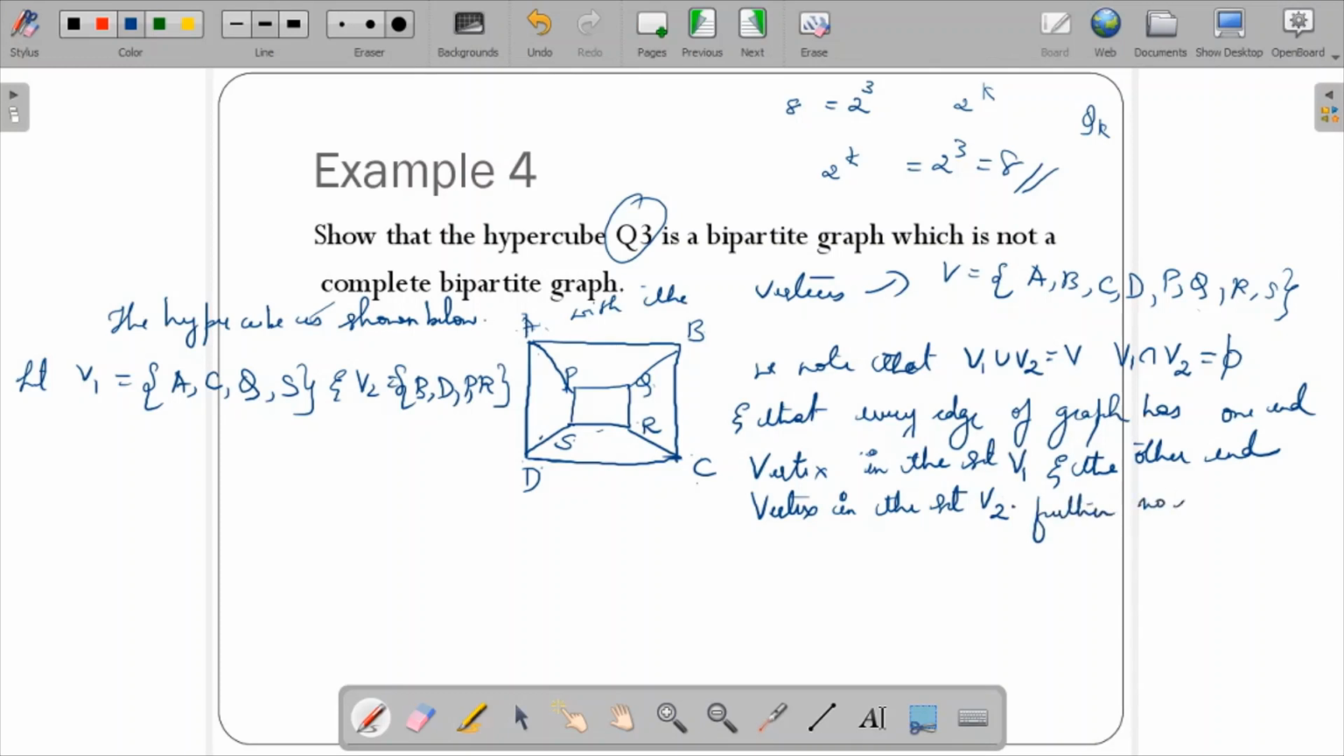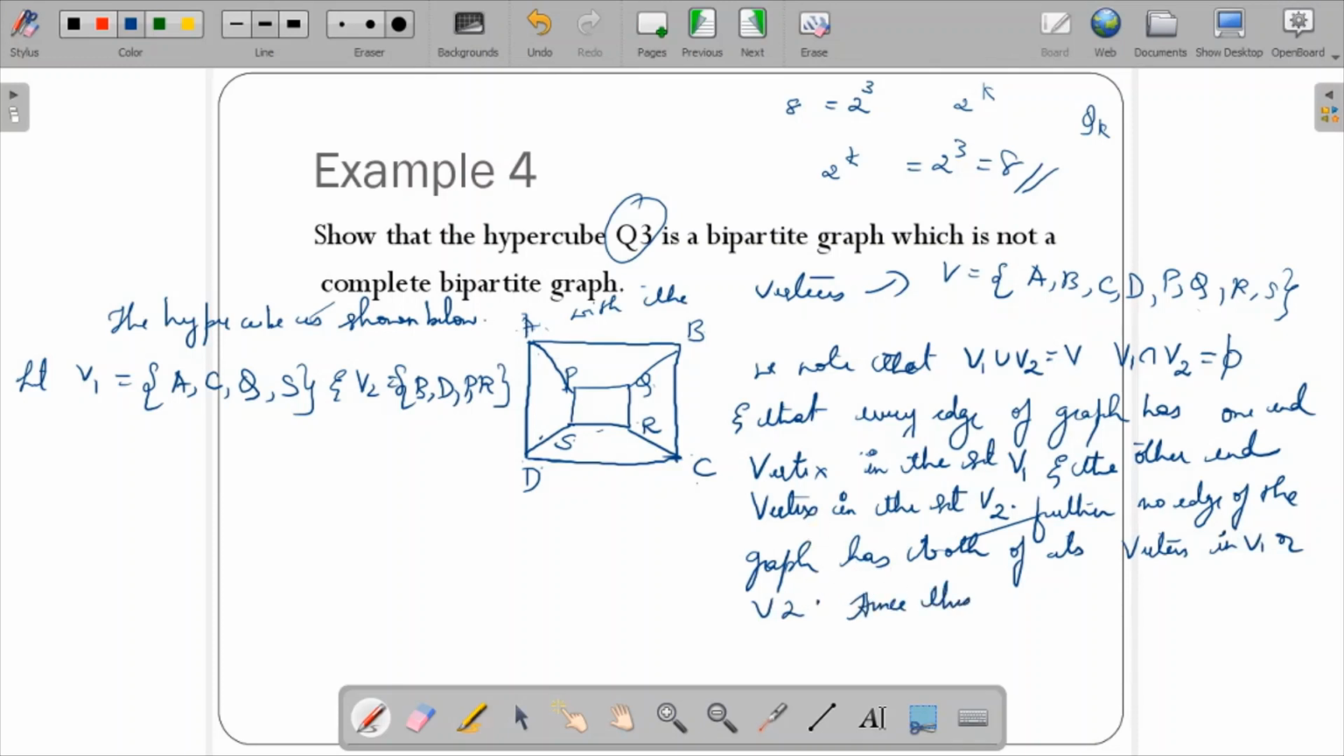Further, no edge of the graph has both of its vertices in V1 or V2. Hence this graph is bipartite.